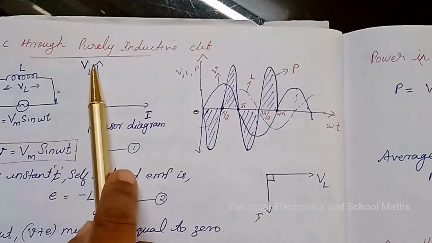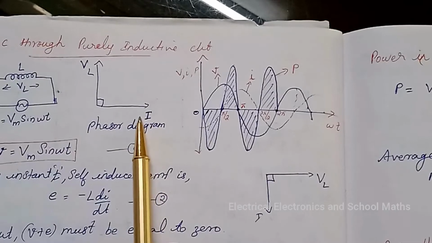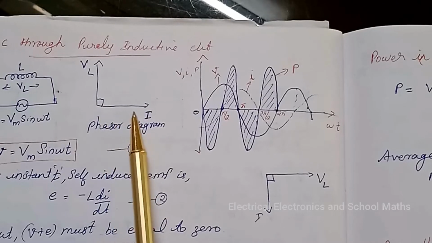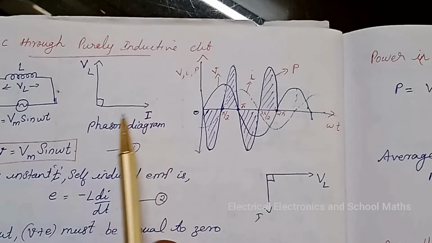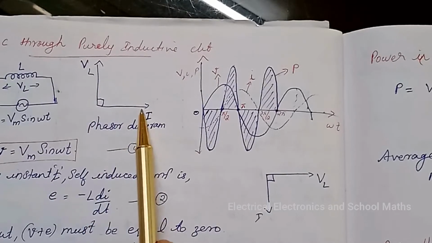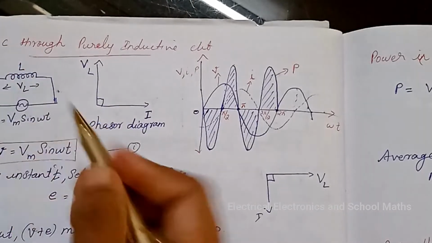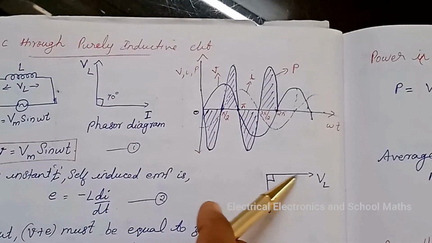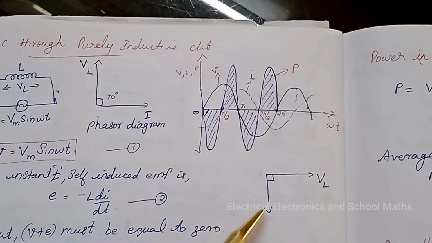So, in a purely inductive AC circuit, the current lags behind the applied voltage by an angle of 90 degrees. So, we can draw the phasor diagram like this. That is, here the current lags the voltage by an angle of 90 degrees. Or we can draw the phasor diagram like this also, with voltage on the x-axis and current on the y-axis.